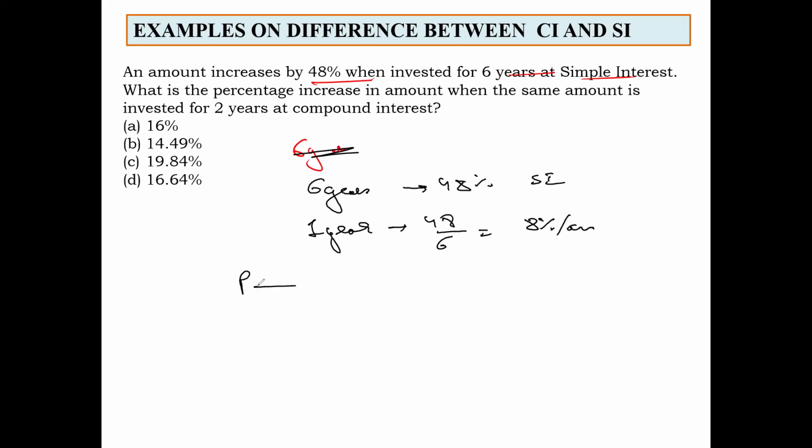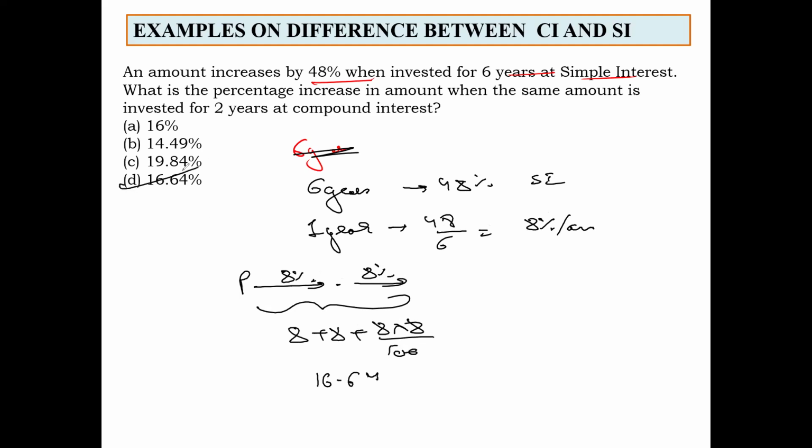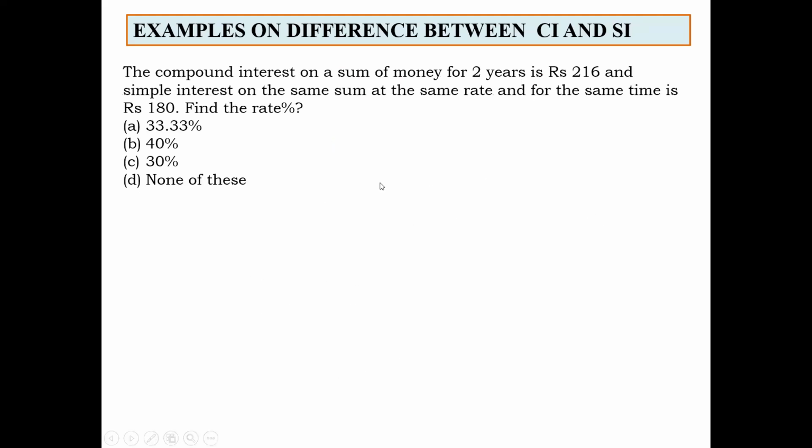Now, if we have this rate on compound interest, the principal will increase twice by the same rate, and therefore the effective rate will be 8 plus 8 plus 8 into 8 upon 100, which is 16.64%. So basically, in simple interest, we add the rates. In compound interest, we use the successive percentage formula. Okay, now this is one question where you might see a difference.